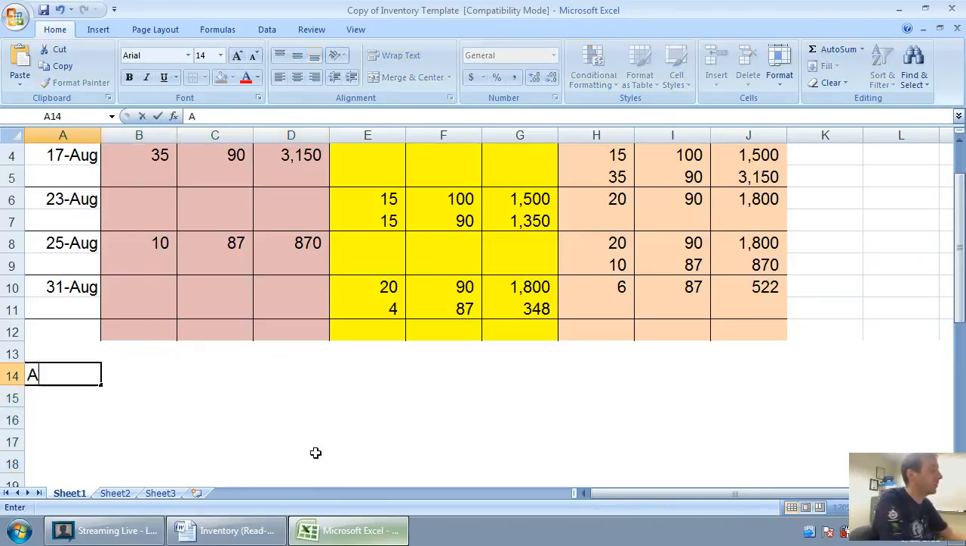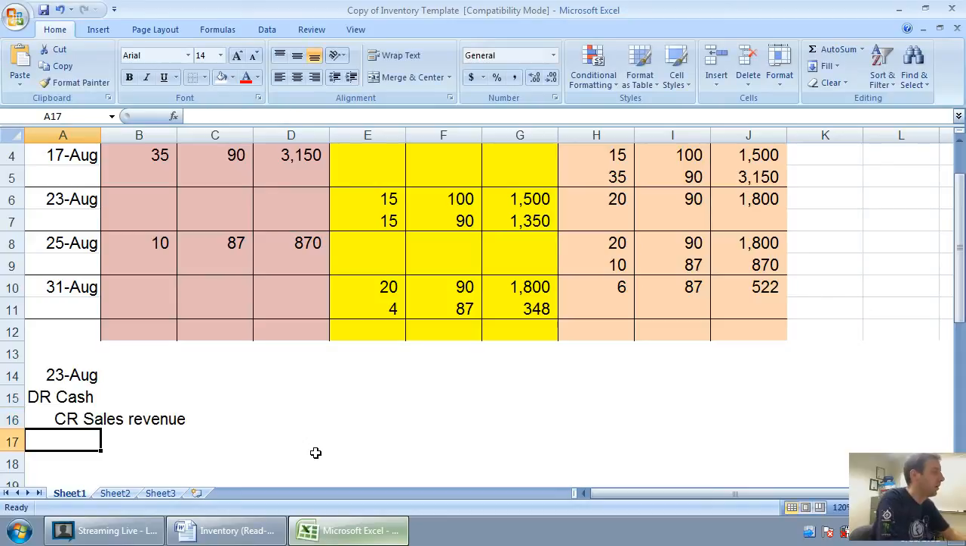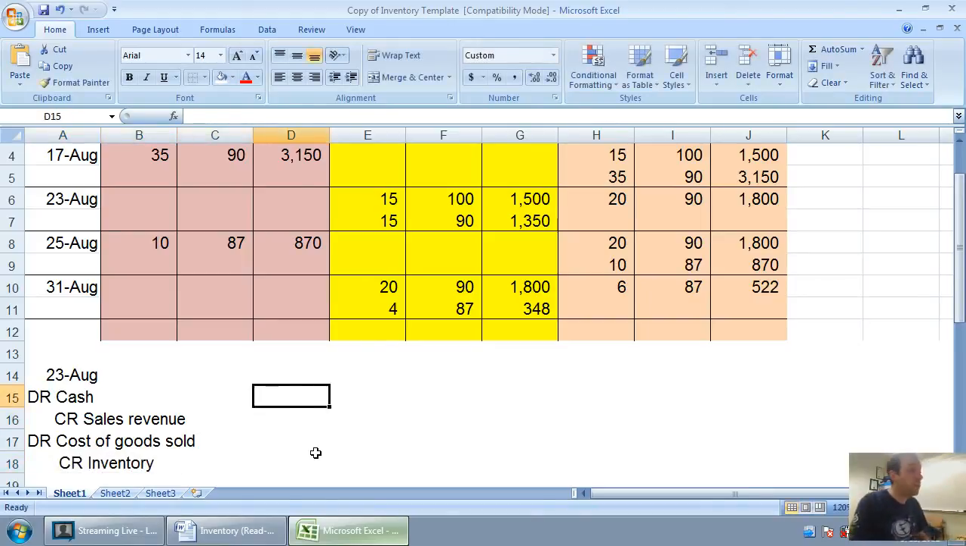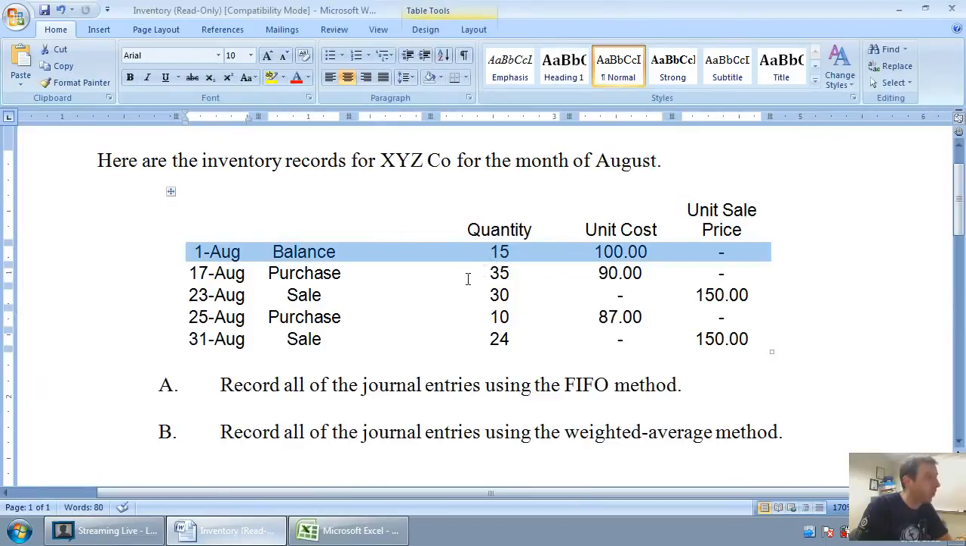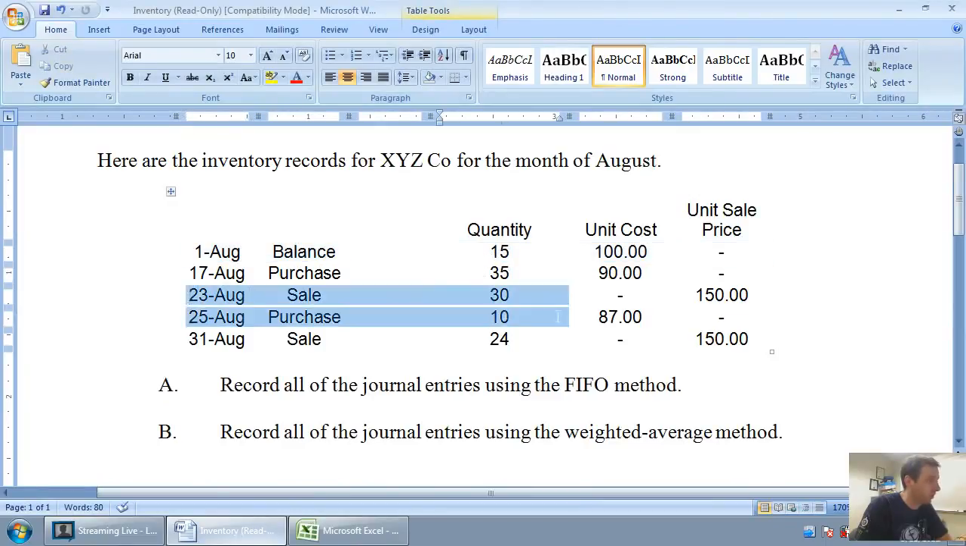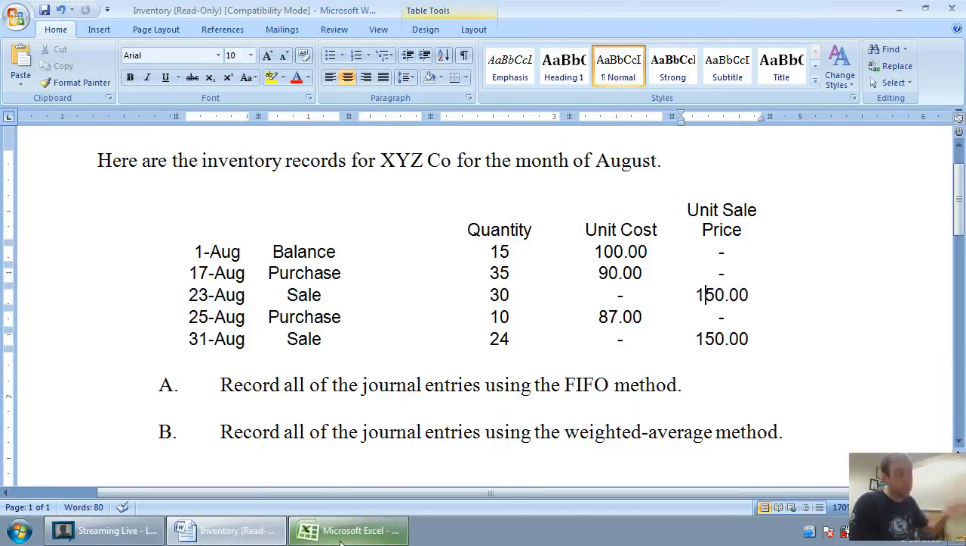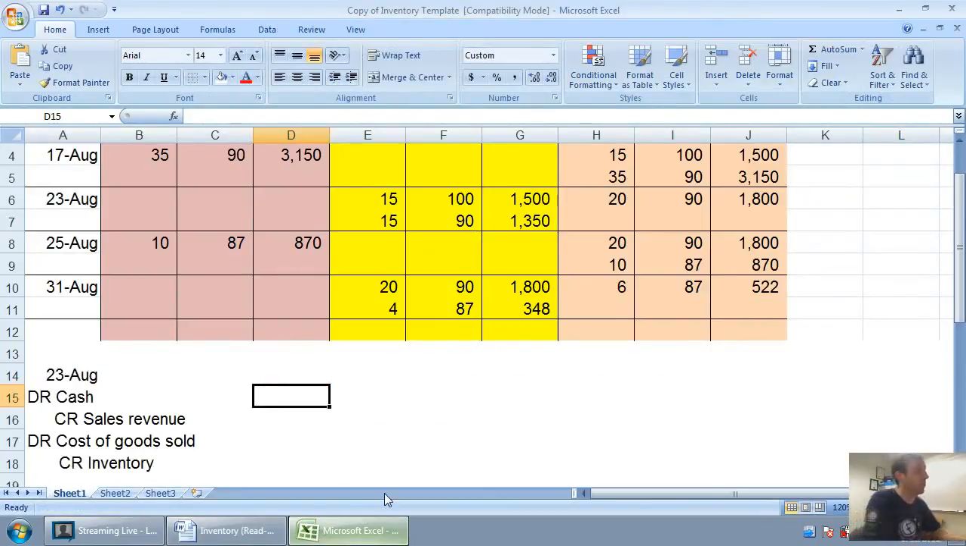Let's do August 23rd. When I make a sale of inventory, I'm always thinking of double entries. We're going to get money from our customer, and we're going to credit sales revenue. We're also going to debit cost of goods sold, or COGS, and we're going to credit our inventory. So I've got to figure out how much money I got from my customers. Well, if I sold 30 units at a price of $150, I must have gotten 30 times 150, $4,500 from my customers.